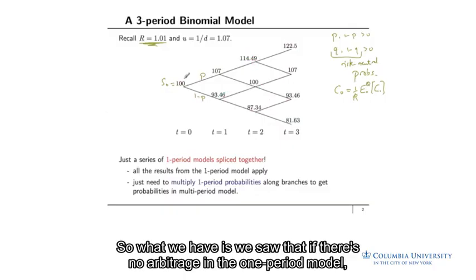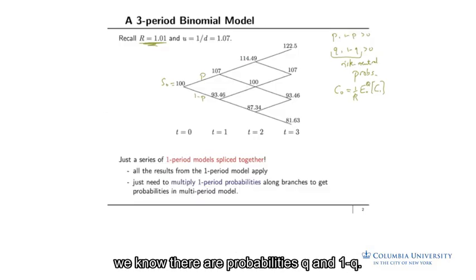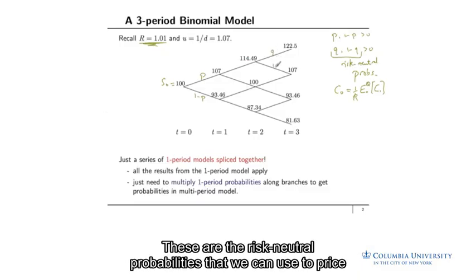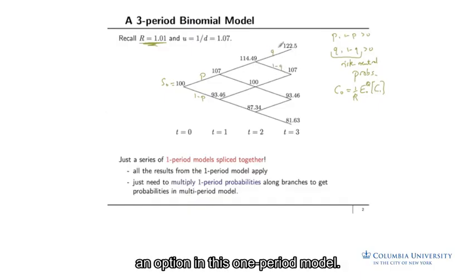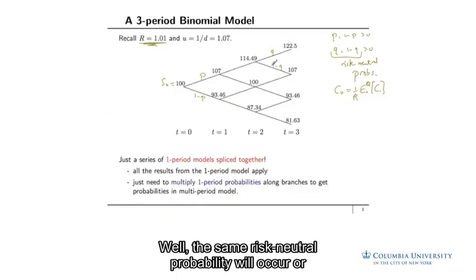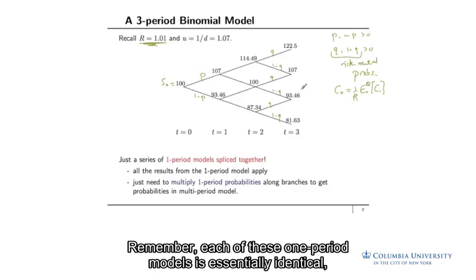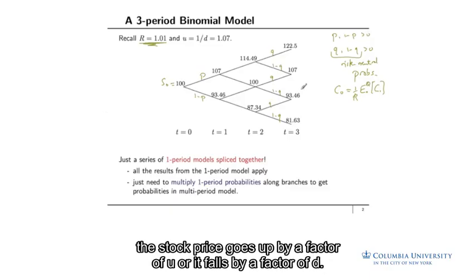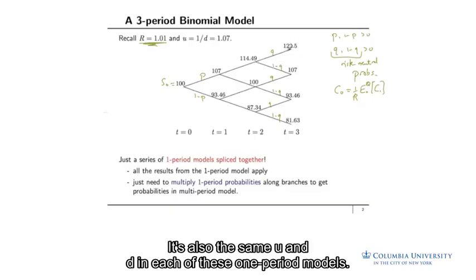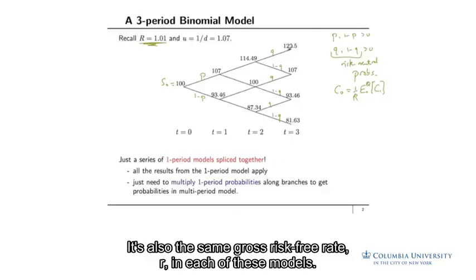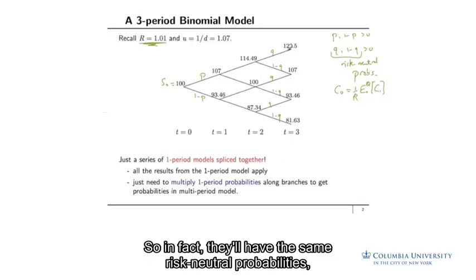Okay? So we saw that if there's no arbitrage in the one-period model, we know there are probabilities Q and 1 minus Q. These are the risk-neutral probabilities that we can use to price an option in this one-period model. Well, the same risk-neutral probabilities can be used here and here, and likewise there and there. Remember, each of these one-period models is essentially identical. The stock price goes up by a factor of U or it falls by a factor of D. It's the same U and D in each of these one-period models. It's also the same gross risk-free rate R in each of these models. So in fact, they'll have the same risk-neutral probabilities.